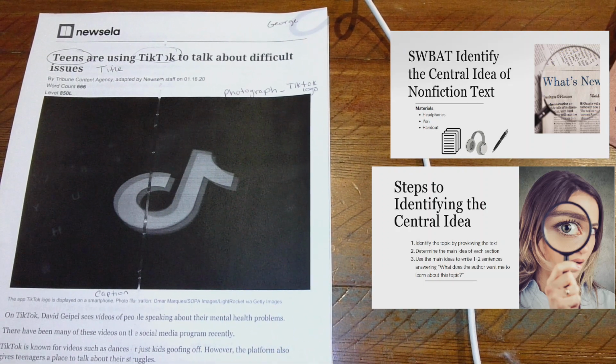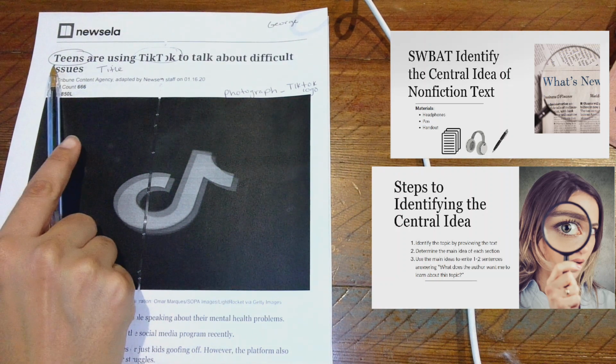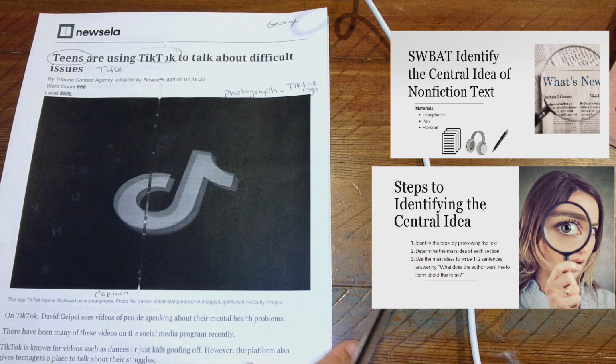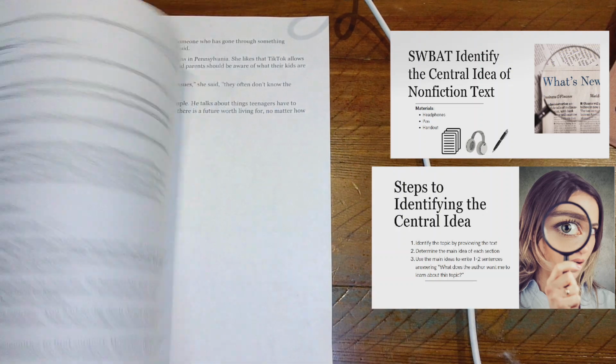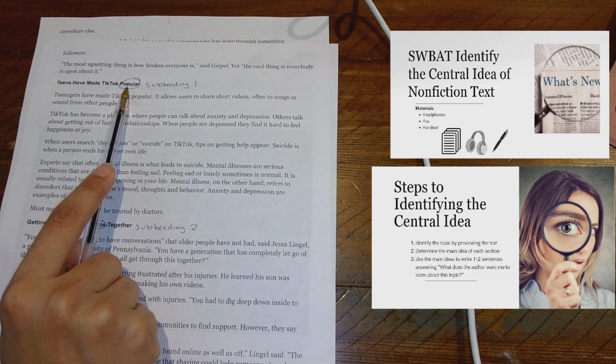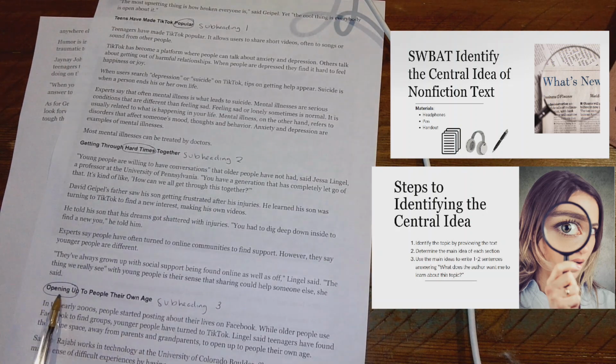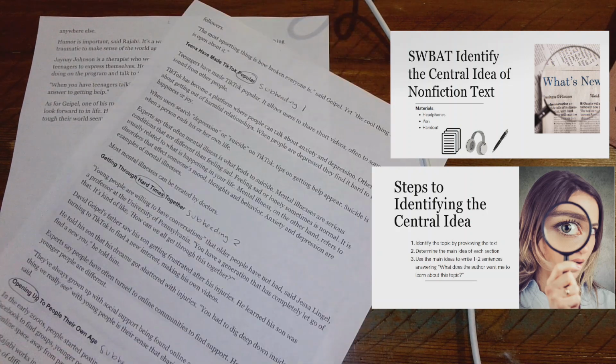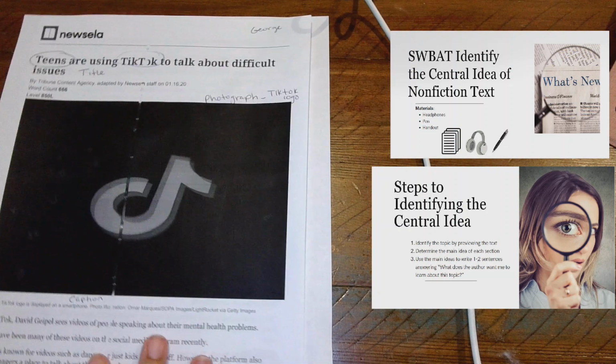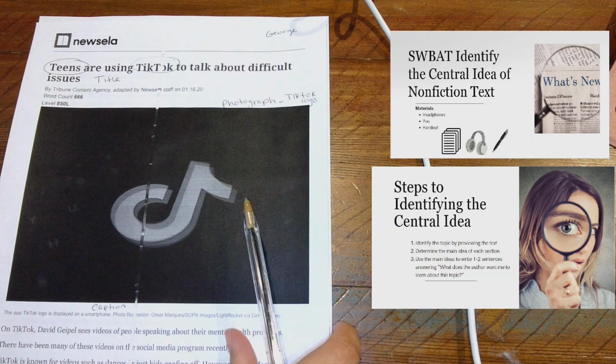Step 1 is to find the topic. So far we have teens, TikTok, we have the TikTok logo. We know it's something about being popular, something about getting through hard times together, and opening up with each other. The last step is to write a prediction next to the title.